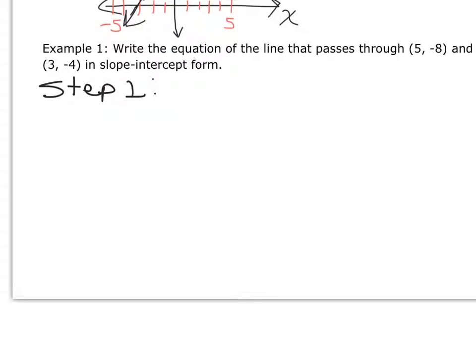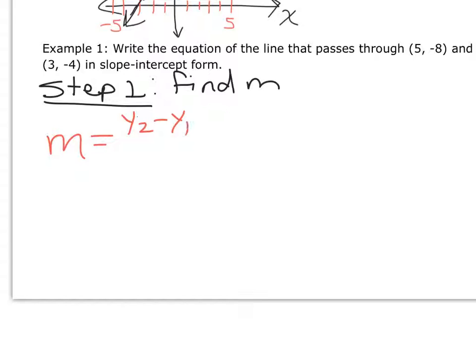Oh, I found the slope. We have to find this. So step 1, I'm going to write find m. Is that okay if I abbreviate by saying find m? Because m means slope, right? So my slope formula is m equals y. That should have been a y. Sorry. My x turned into a y. y2 minus y1 over x2 minus x1.